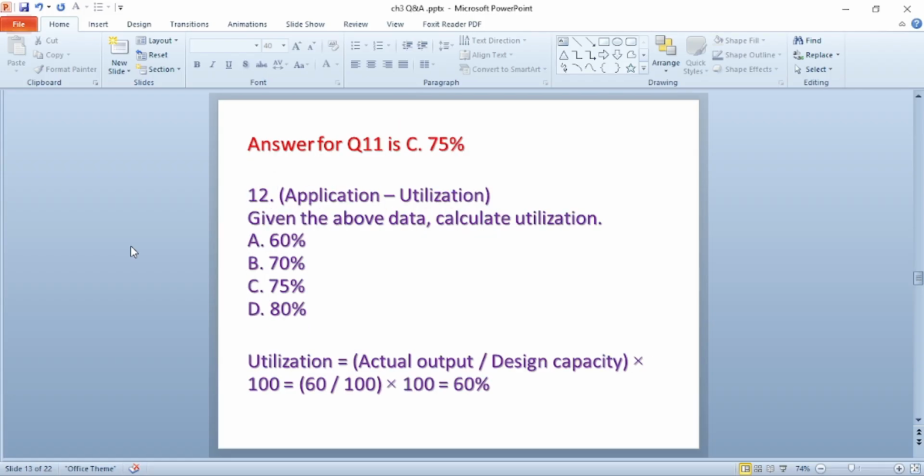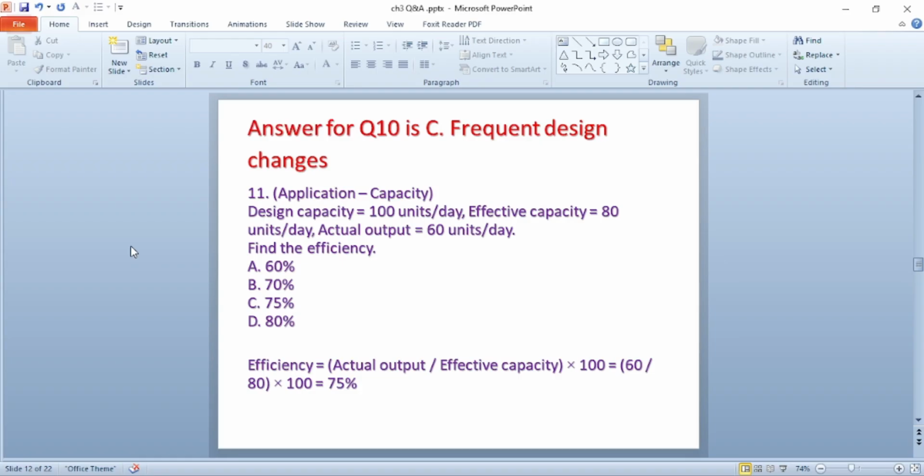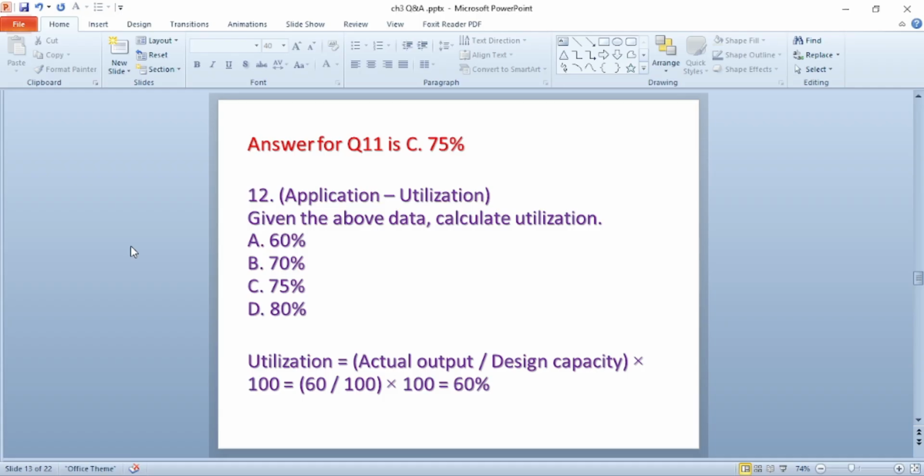Question number 12. Given the above data, calculate utilization. Utilization is equal to actual output divided by design capacity times 100. The actual output, as we have seen in question 11, is 60. The design capacity is 100. So 60 over 100 times 100 is equal to 60%. So the answer is A.